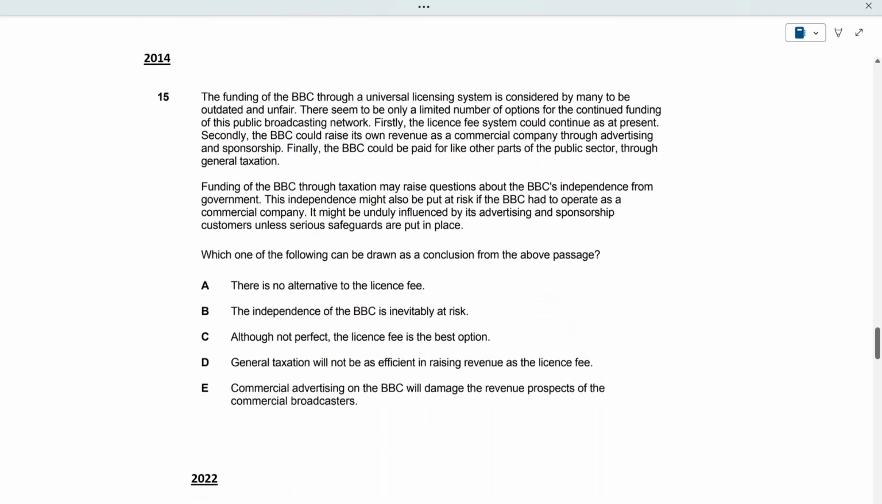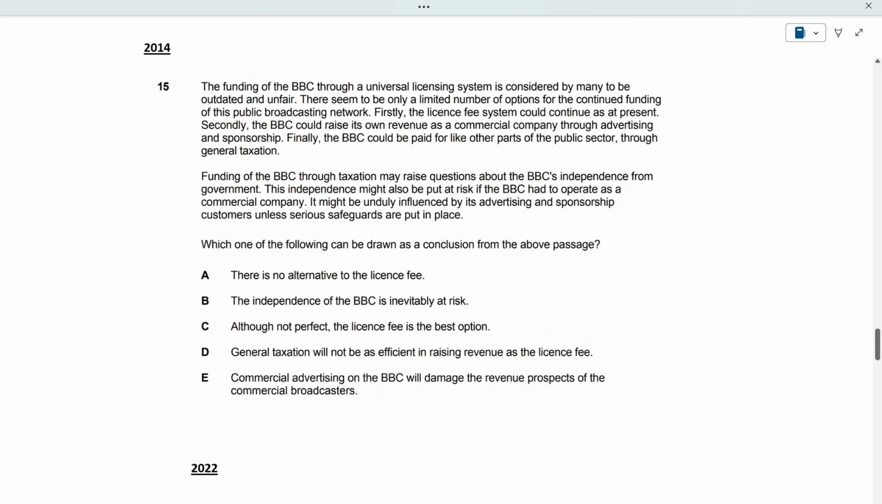Let's do another. Again, the question is what can be drawn, but we know that. The funding of the BBC through a universal licensing system is considered by many to be outdated and unfair. There seem to be only a limited number of options for the continued funding of this public broadcasting network. Firstly, the licence fee system could continue as at present. Secondly, the BBC could raise its own revenue as a commercial company through advertising and sponsorship. Finally, the BBC could be paid for, like other parts of the public sector, through general taxation.